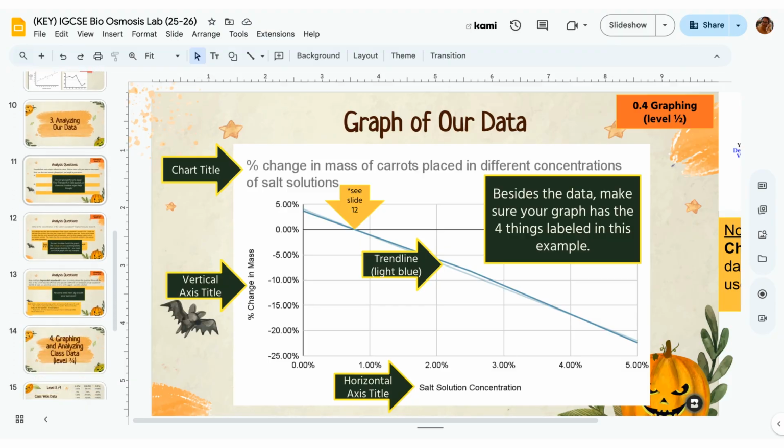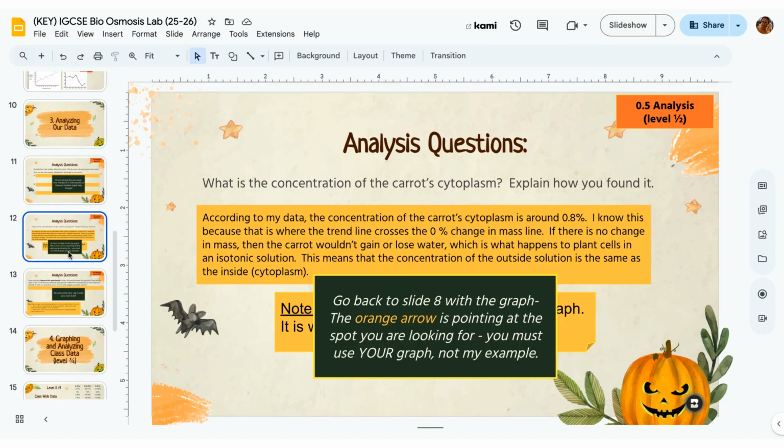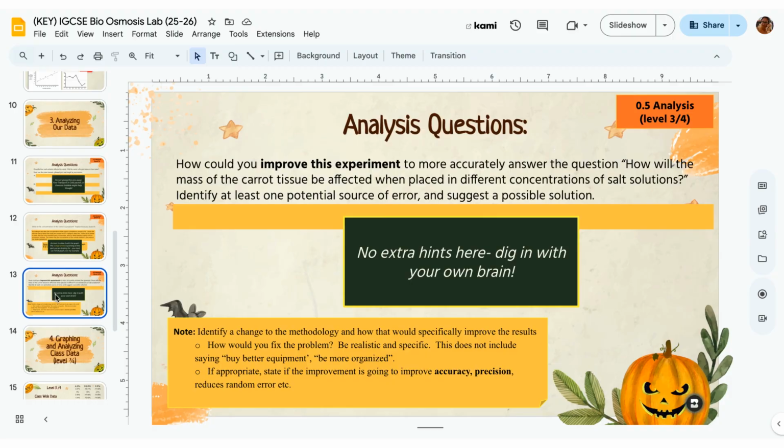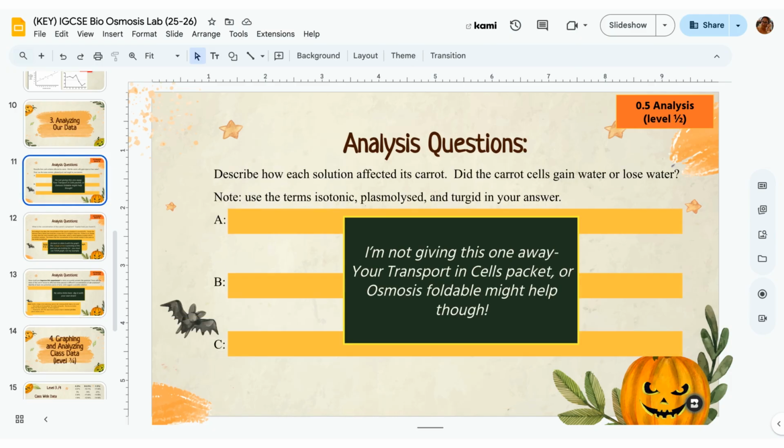Today, your goal is to finish up the rest of the lab. So that means slides 11, 12, and 13. These slides are using your data, the data that you collected. Okay, not my data, not the data from the end. Okay, just your data. So slide 11 is very simple.